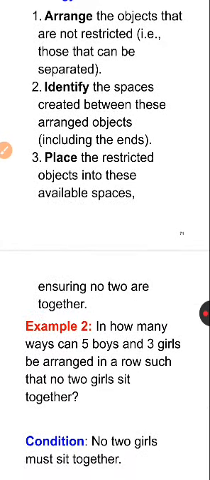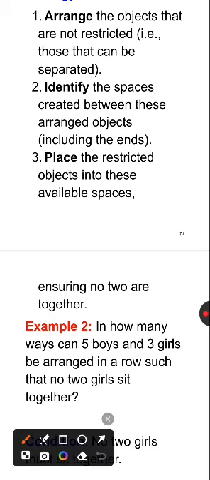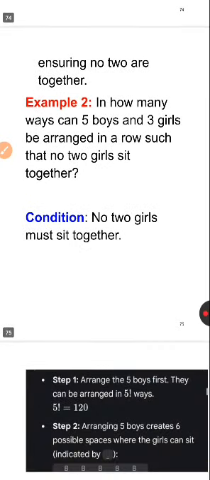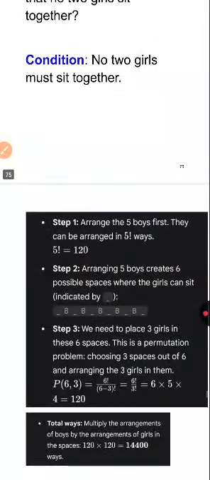So what they mean is that anytime you have, let's take this example for clarification. In how many ways can 5 boys and 3 girls be arranged in a row such that no 2 girls sit together? Now the condition is no 2 girls sit together. So the first thing you need to do is that one, you arrange the 5 boys first.